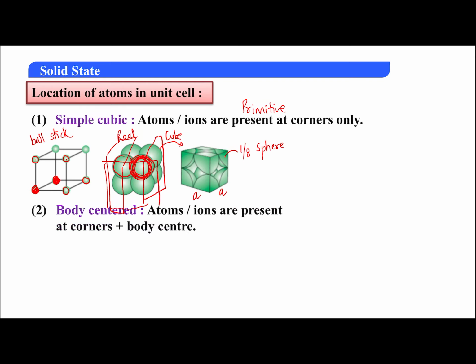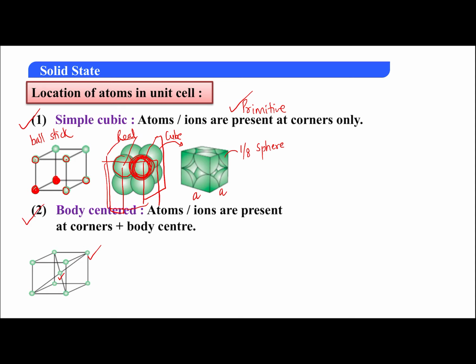Now, what do you mean by body centered crystal system? Body centered crystal system means there will be a corner and there will be a body center. What is a body center? It is at the center of the body, therefore it got the name body centered. Such a type of crystal system is called a body centered crystal system. First type is called simple crystal system or primitive crystal system. Second type is called body centered crystal system.